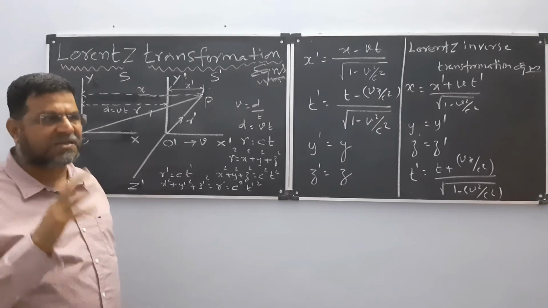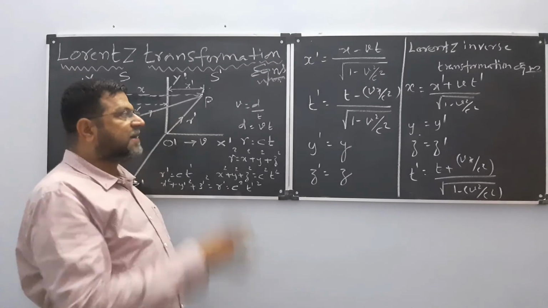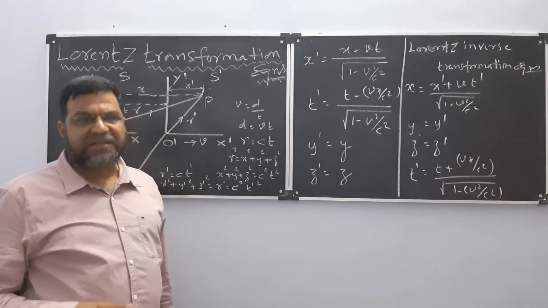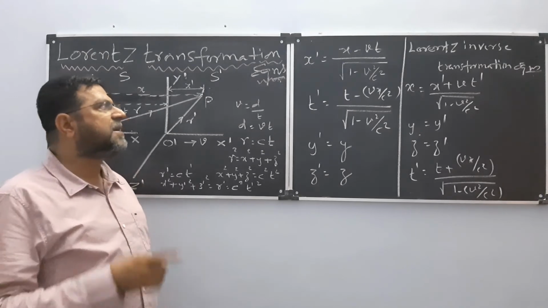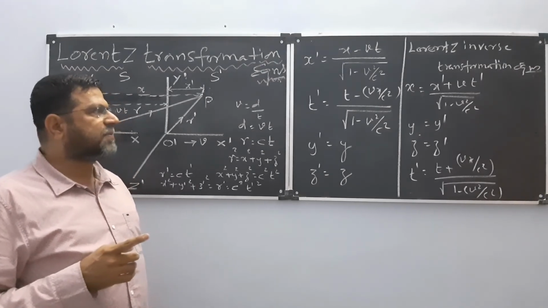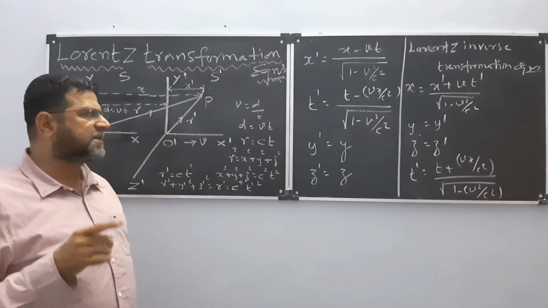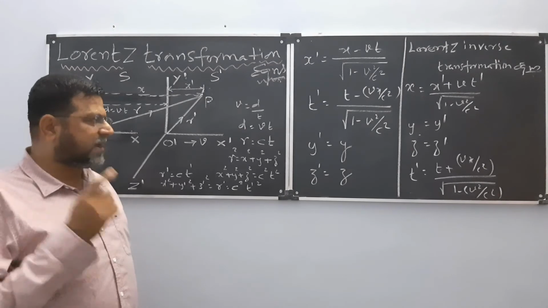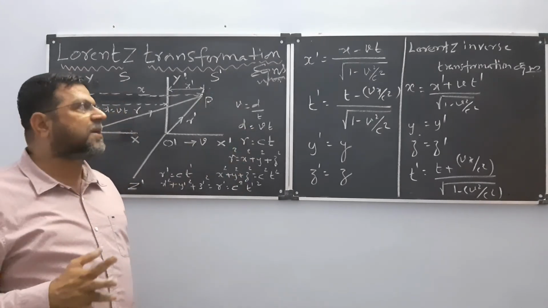These are the constants. When you substitute all the values of k, a and b, you will get four equations, because the motion is only in the x plane. There is no motion in the y and z plane. Therefore, x dash is equal to x minus vt divided by root of 1 minus v square by c square, t dash is equal to t minus v of x by c square divided by root of 1 minus v square by c square, y dash equal to y and z dash equal to z. These are known as the Lorentz transformation equations.